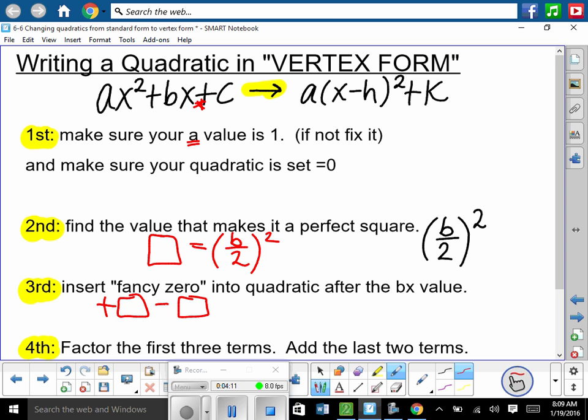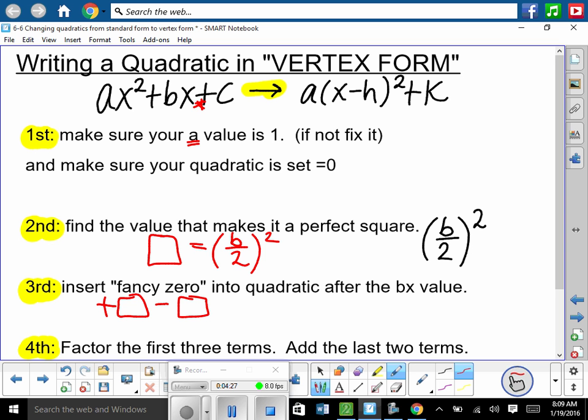And then fourth, the fourth step is to factor the first 3 terms in the quadratic, and then you'll add up the last 2 terms. So it's kind of a long process right now. I promise it will seem easier as we go. It's kind of a lengthy process at first.